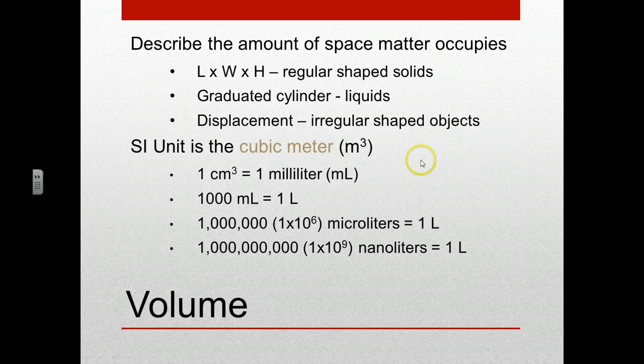We'll do this. The SI unit for volume is the cubic meter. It's not a liter, it's not cups, it's not gallons. It is the cubic meter, which means meter times meter times meter. Meters cubed. Conveniently, 1 cubic meter does equal 1 milliliter. 1,000 milliliters equals a liter. 1,000,000 microliters equals a liter. 1,000,000,000 nanoliters equals a liter. Those are just some conversions to help you get a grasp on these prefixes again.